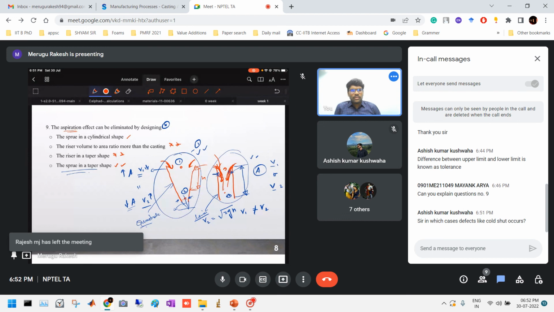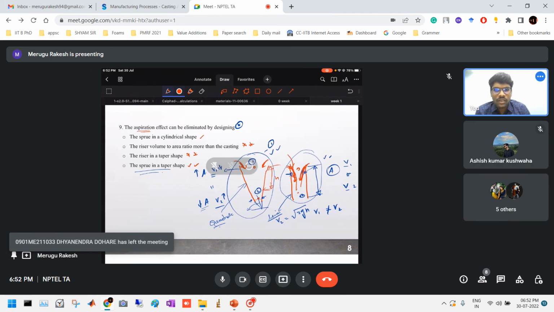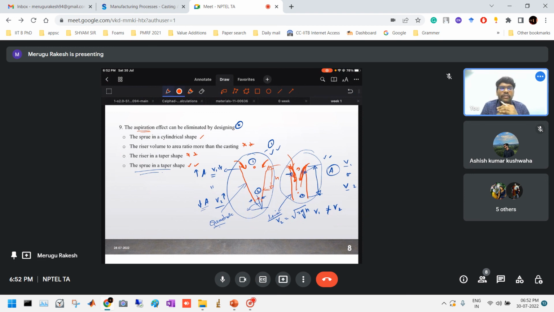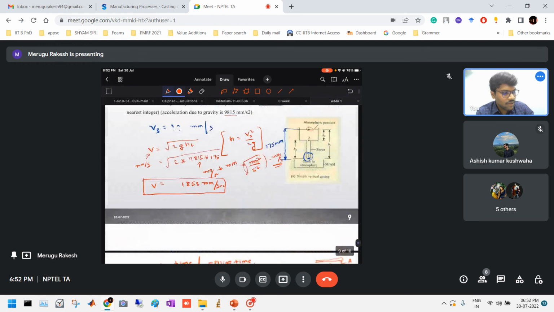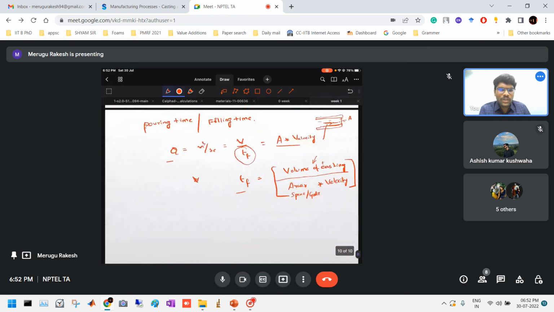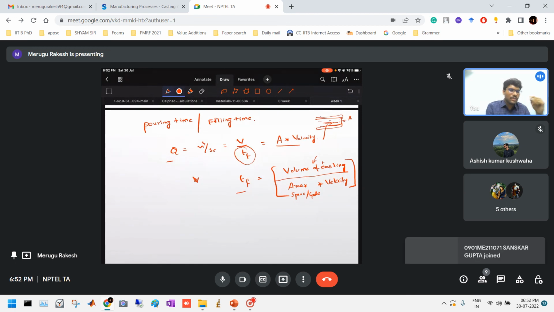So there was one question: in which cases do defects like cold shut occur? Cold shut occurs if the riser design is not good, or if we didn't design the gating system or the casting within the freezing range. The cold shut effect is more predominant in forging, and here also.